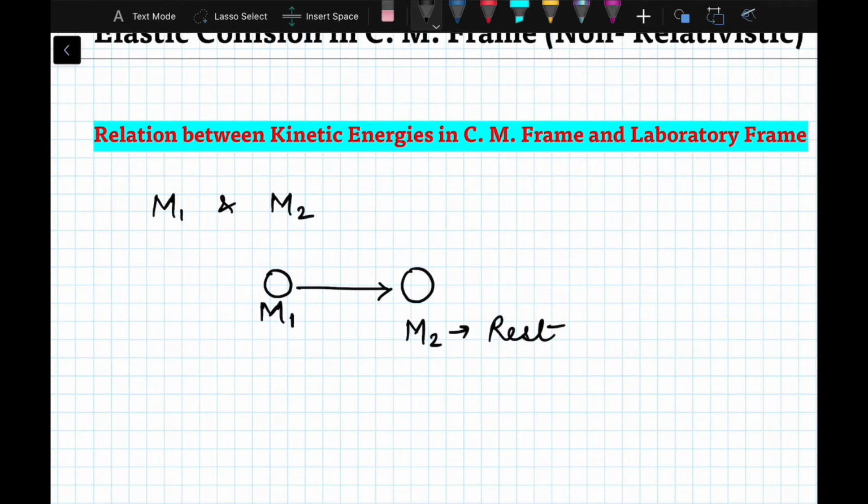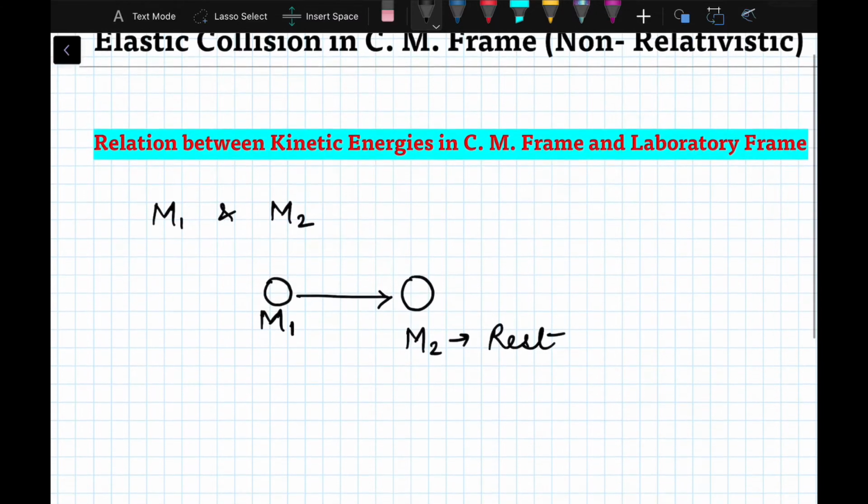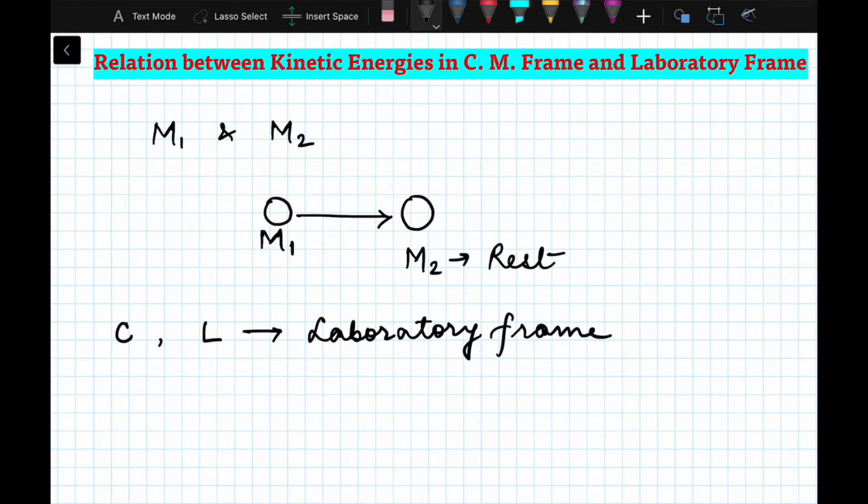Just a notation which we are going to introduce is that we will denote the center of mass frame with the letter capital C and the laboratory frame with the symbol of capital L, which is the laboratory frame, and C will represent the center of mass frame.